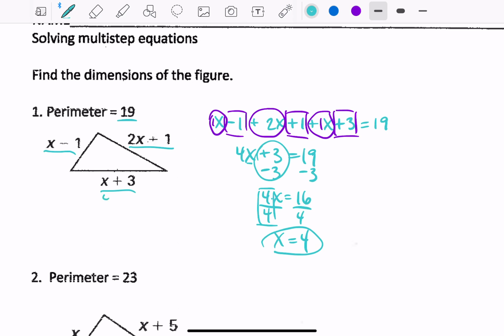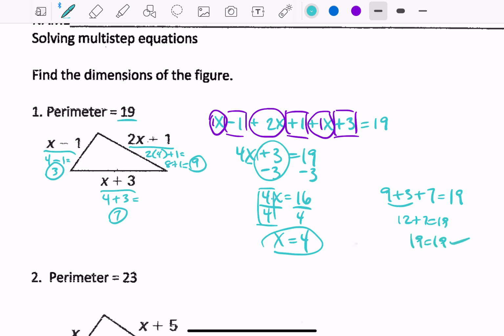So for this one, 4 plus 3 is 7, so this side length is 7. Over here, 4 minus 1 is 3. That side length is 3. And for this one, it's 2 times 4 plus 1, which is 8 plus 1, which is 9. So this side length is 9. And when I check this out, if I add them together, 9 plus 3 plus 7, this should equal 19. And when I do 9 plus 3, I get 12 plus 7. 19 equals 19, so my answer is good.